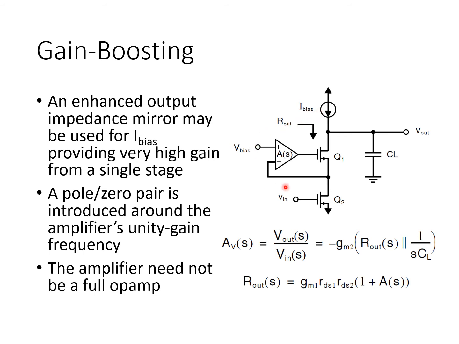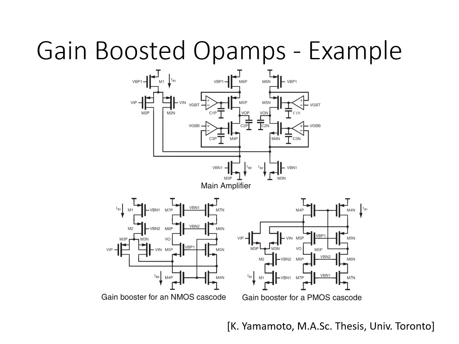In many examples of gain boosting circuits, a full op amp here is not used. It could be a very simple actively loaded diff pair, or even just a simple common source stage. The gain need not be so high. Any gain in this feedback loop, A, just helps boost up the gain of the signal path here.